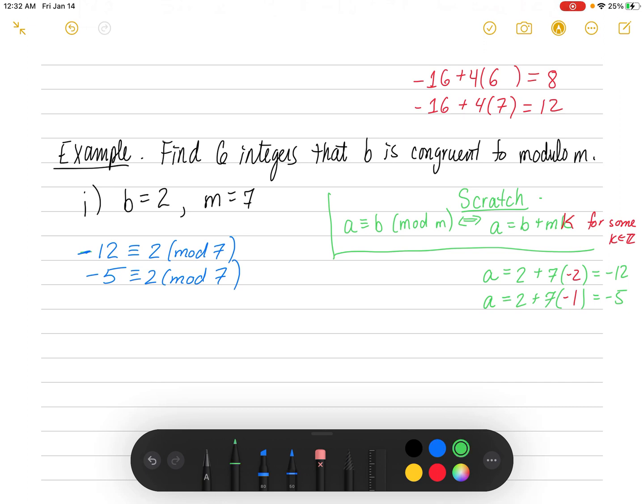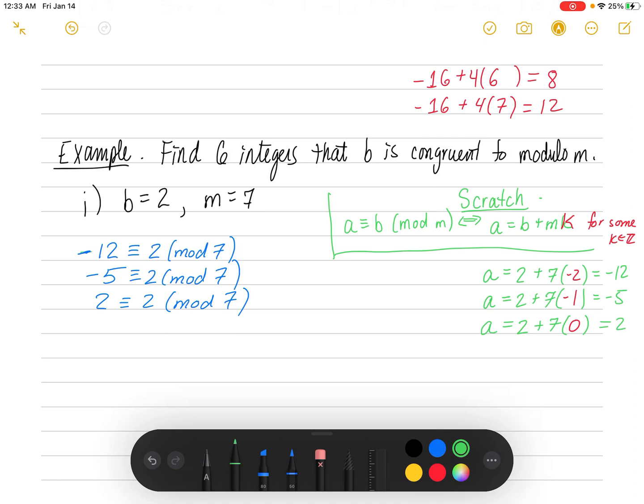All right, let's do this again with a different value of K. Maybe K equals 0 this time. So let's take A equals B, which is 2, plus M, which is 7, times K. K can be anything. Let's pick 0. 2 plus 0 is simply 2. So my A here is 2, so 2 is congruent to 2 mod 7. Important fact: a number is always going to be congruent to itself.